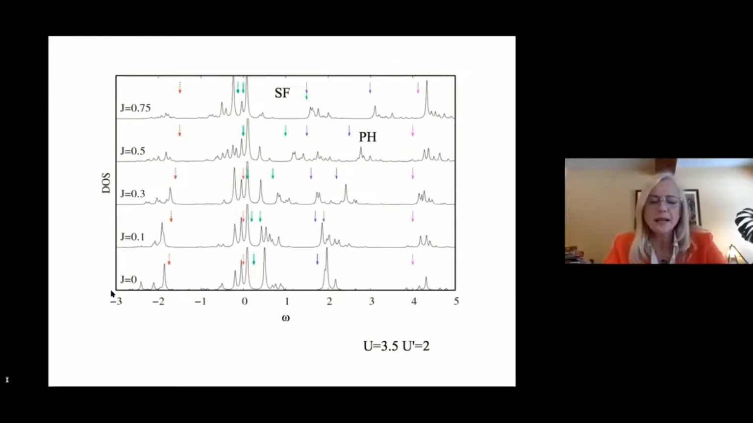Now, let's see what happens with J. So we fix the value of U and U prime, and we crank up J. J equal to 0 is the result we just found. And now when we increase J, we find the splitting, of course, of the levels we have found.